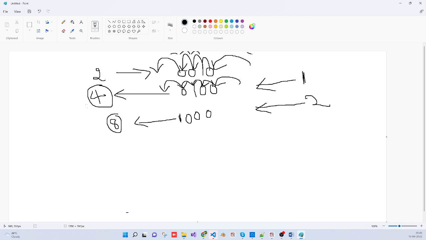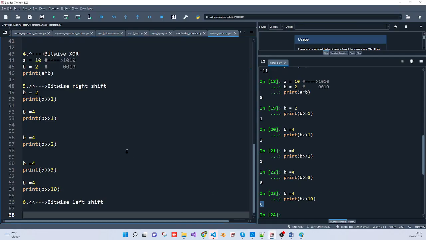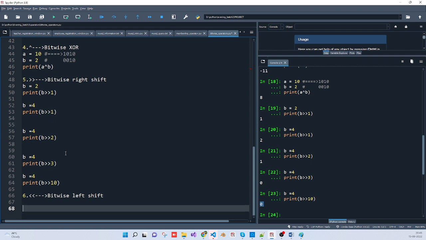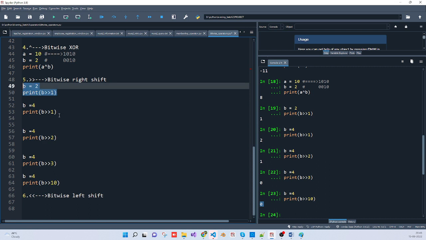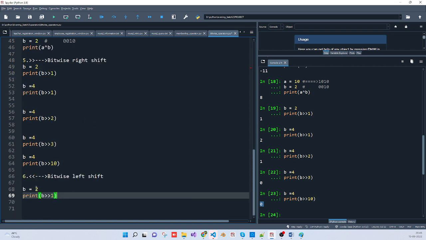So observe a little here, when you are doing left shift, your number will increase. When you are doing right shift, your number will decrease. So we will try this in coding. Which number did we take? Two, right? You can try with a different example. Don't take these numbers only.